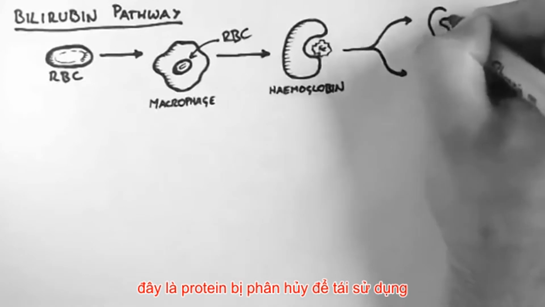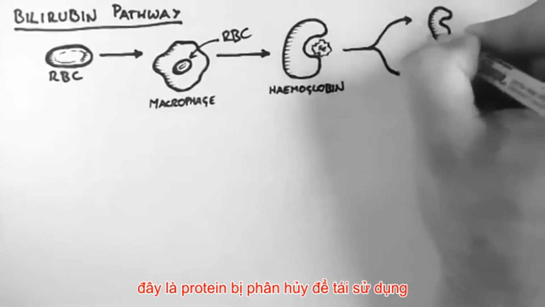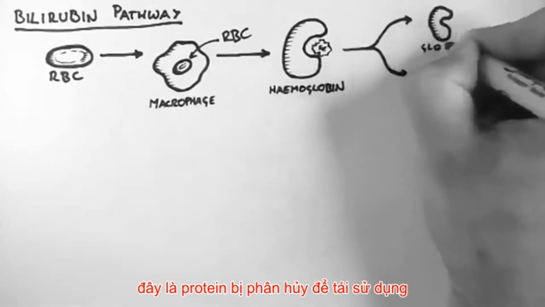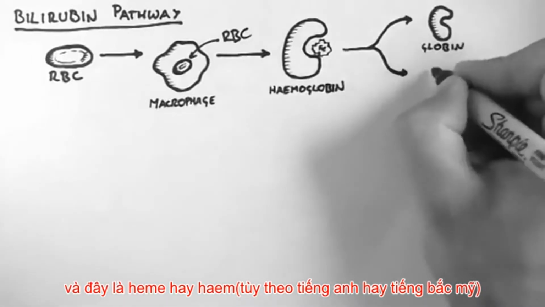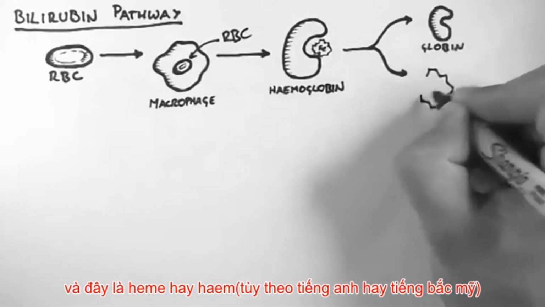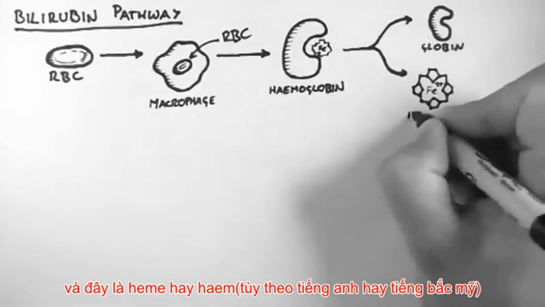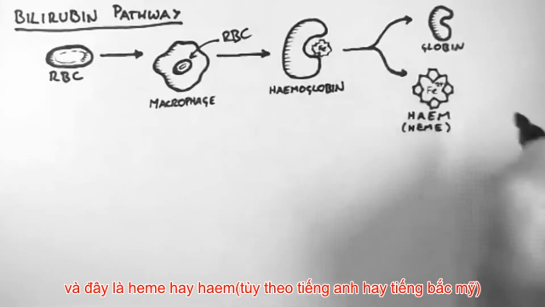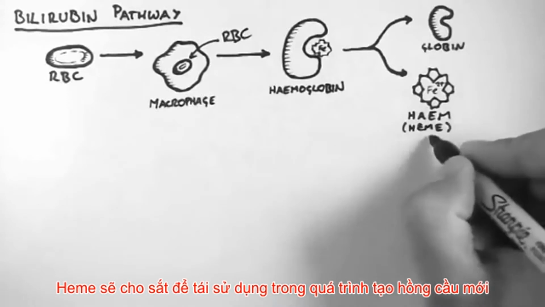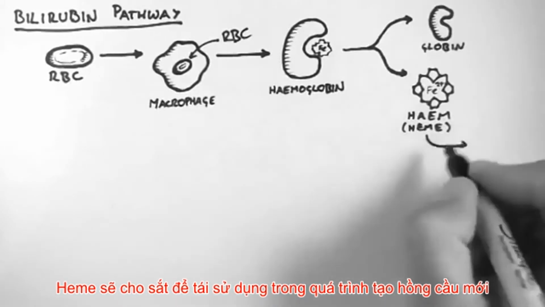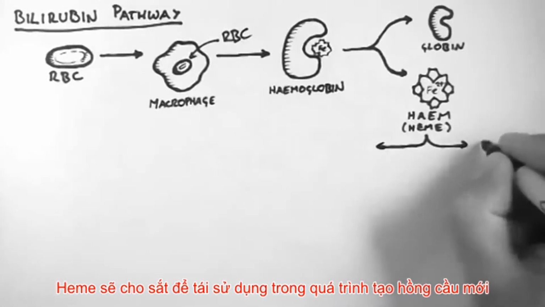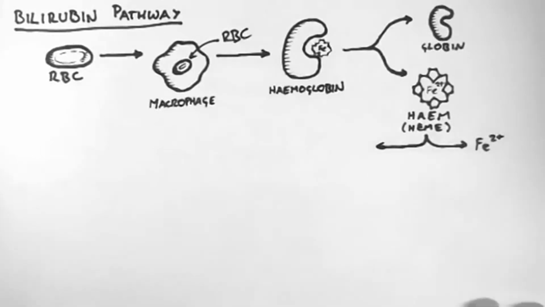So this is the globin part, and the protein gets broken down and recycled. And this is the heme part. This is also spelt H-E-M-E in North America. The ion dissociates from the heme and it gets reused for making new red blood cells.